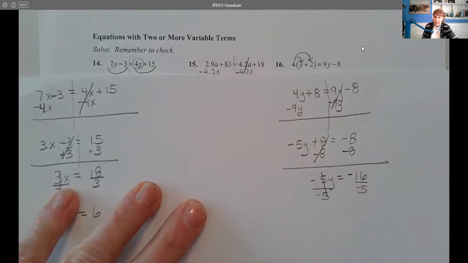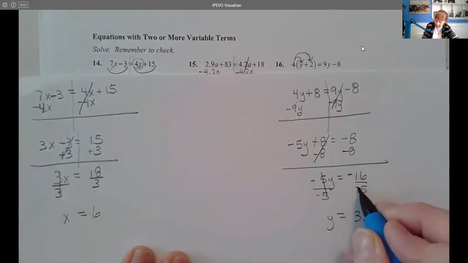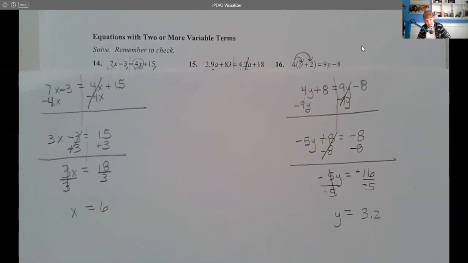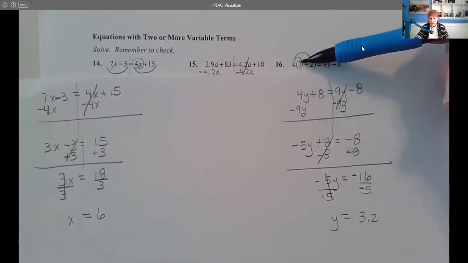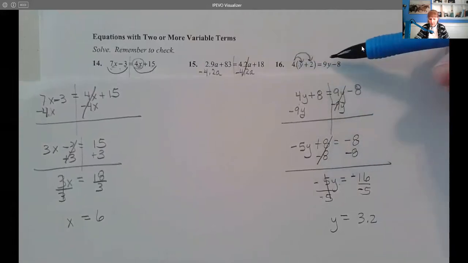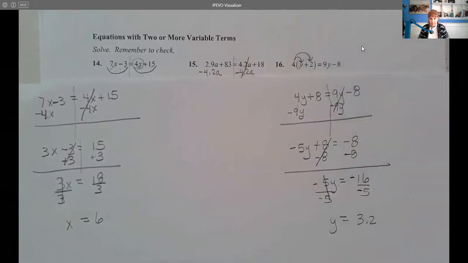You get a 1. They cancel. You get a positive. Negative over a negative is a positive. And then 16 divided by 5 is 3.2. Positive. Negative over a negative is a positive. Okay. All right. Let's try. And then you could put the 3.2 back in. 3.2 plus 2, and then take it times 4. Will be the same as 9 times 3.2 minus 8. So you can check it.